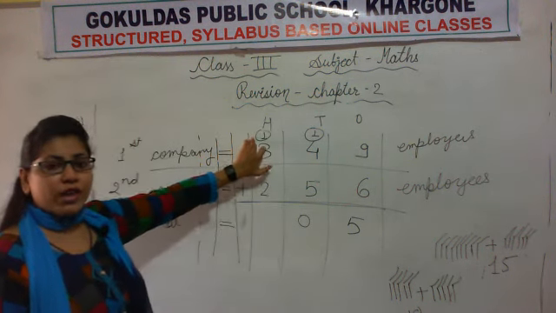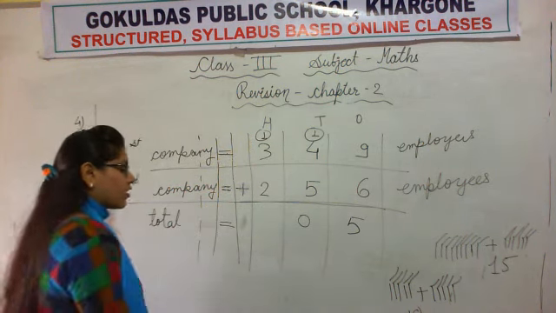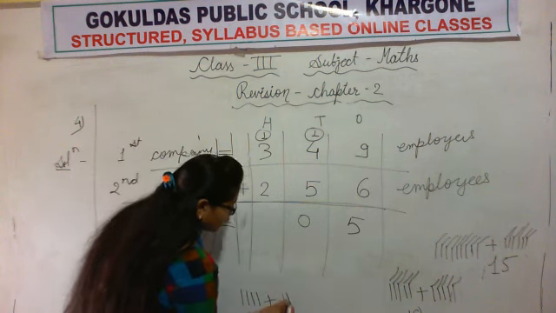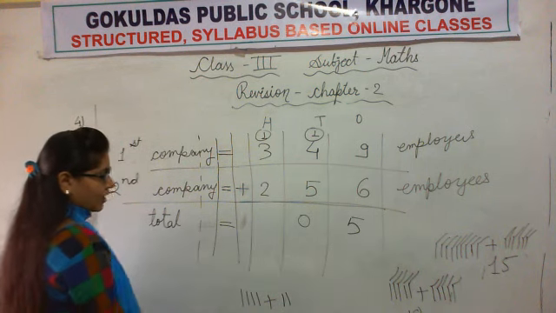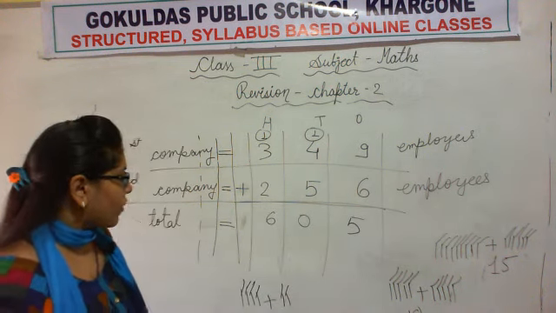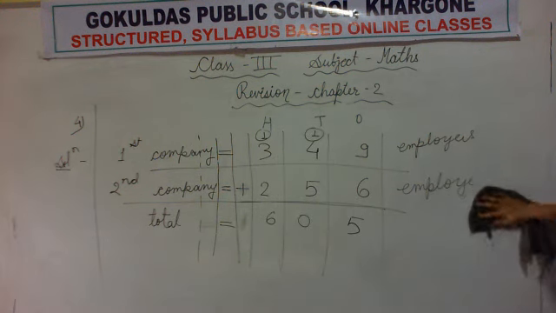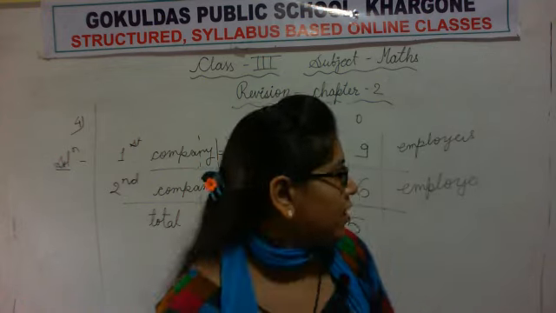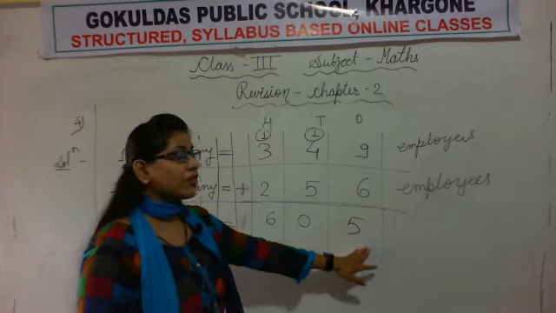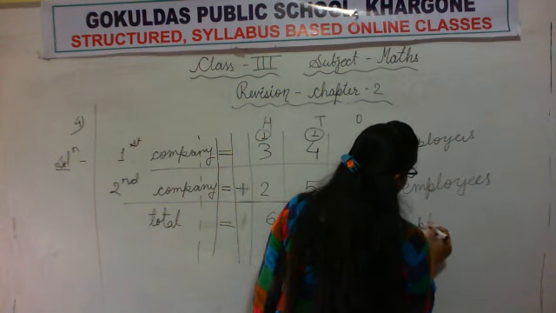Now again 1 is there, so whenever 1 is added to any number, it gives its successor. So what is the successor of 3? 4. So we will draw 4 sticks. Now the next number is 2, so we will draw 2 sticks. Now let's count how many sticks. 1, 2, 3, 4, 5, 6. 6 sticks are there, so we will write the number 6. Now the drawing of sticks is our rough work. Now we got total 605. 605 what? 605 employees. So we will write employees.